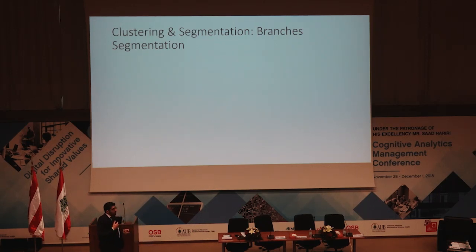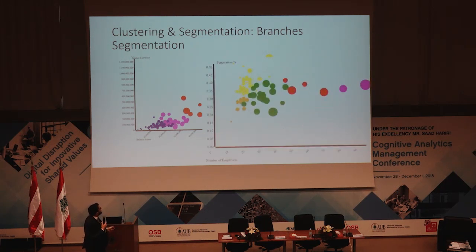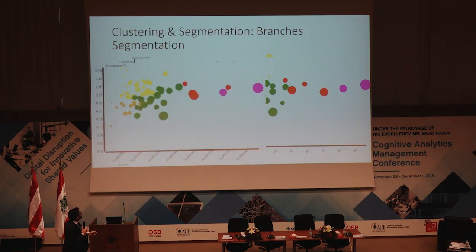For that, we have used K-means and hierarchical clustering. This graph shows the different clusters by assets and liabilities. We can see an overlap since here we are looking at a 2D view. But when looking at 6D and 7D, this overlap is no longer there. This is by number of employees, and this is by penetration and assets.